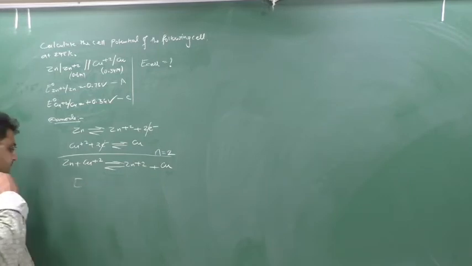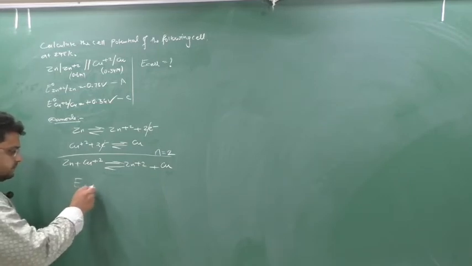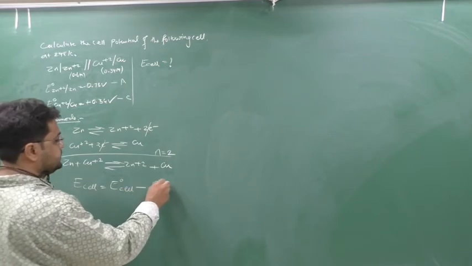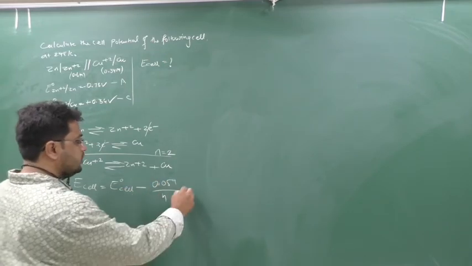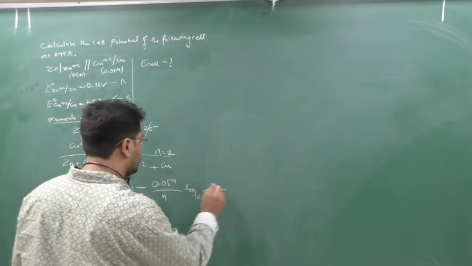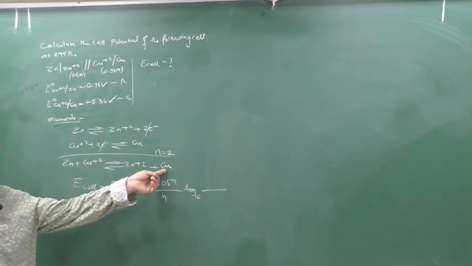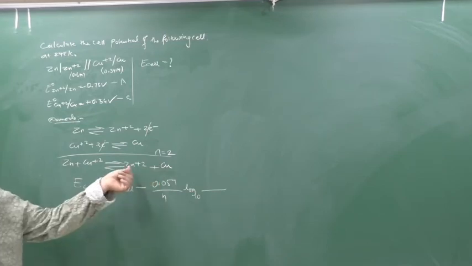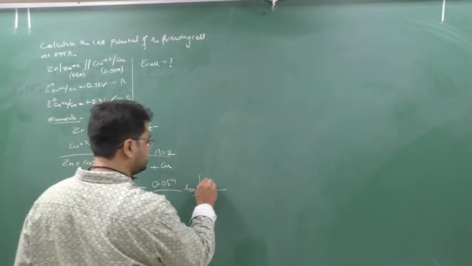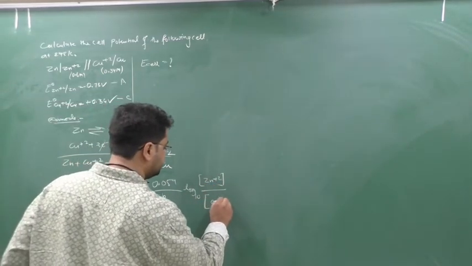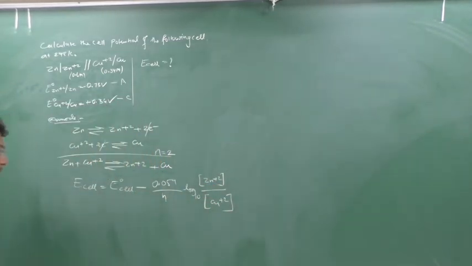So, Nernst equation says E cell equal to E naught cell minus 0.059 upon n log to the base 10 concentration of product. So, who will come in the product? Cu will not come, because the concentration of Cu will be 1. Cu is solid, no? Concentration of Zn plus 2 upon concentration of Cu plus 2. This will be our answer.